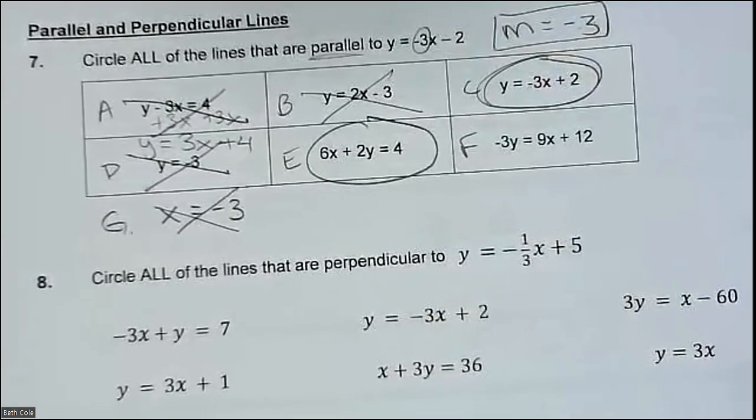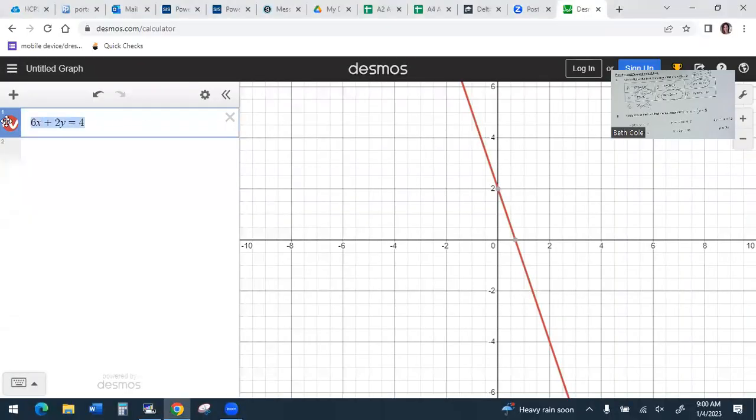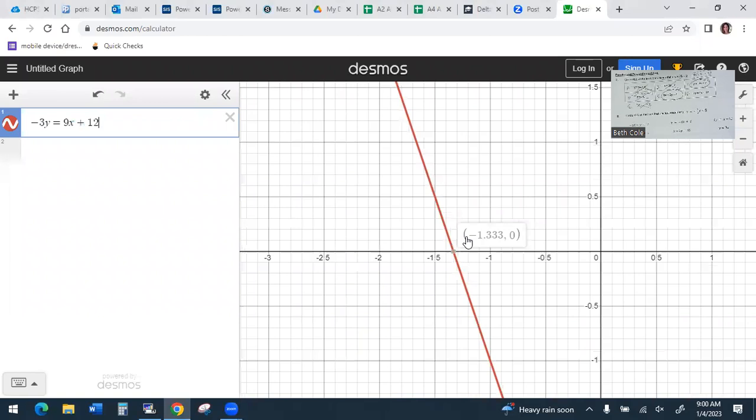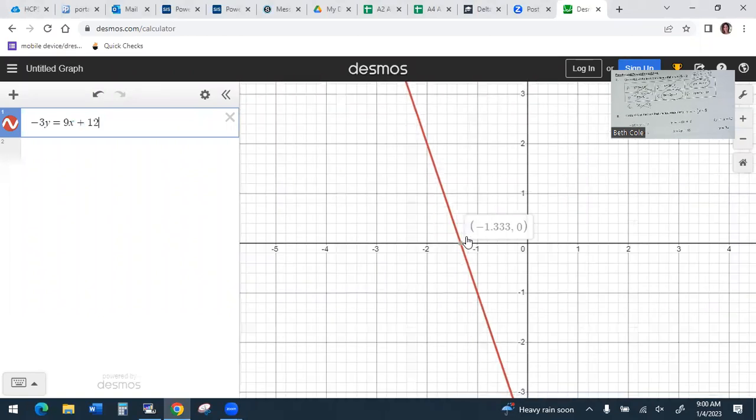And then let me type in this last one. -3y equals 9x plus 12. Is that slope -3? Let's see. I zoomed in a little far. I kind of don't think it is. I think it's sort of off by a little bit. Or wait, is it? 2, 3. Oh, it looks like it is going down 3/1.